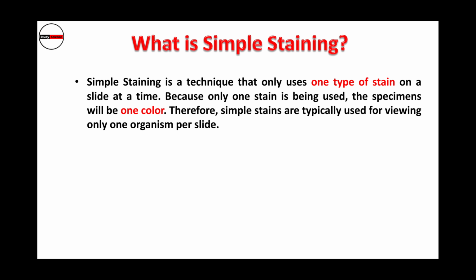What is simple staining? Simple staining is a technique that only uses one type of stain on the slide at a time. Because only one stain is being used, the specimens will be one color. Therefore, simple stains are typically used for viewing only one organism per slide. In simple staining, we use basic dyes having a positive charge.